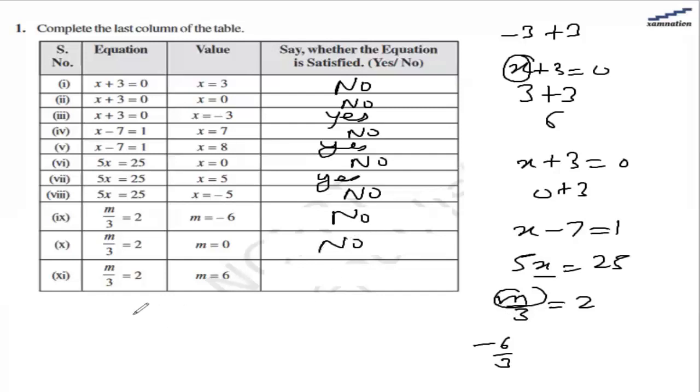And for the 11th part, we have m by 3 is equal to 2, and this m value is given as 6. So when we replace m with 6, we have 6 by 3, which is 2. So the left hand side is 2 and the right hand side is also 2. So this equation is satisfied.